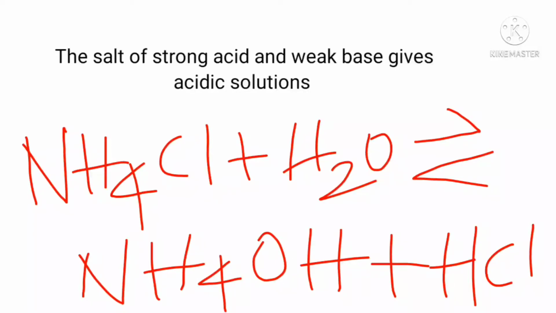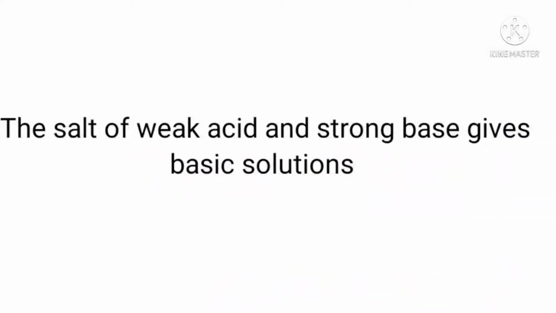HCl is a strong acid which completely ionizes to form H plus ions, and ammonium hydroxide is a weak base. It ionizes to give a small amount of hydroxide ions. As the H plus ion concentration increases, that means it is acidic.